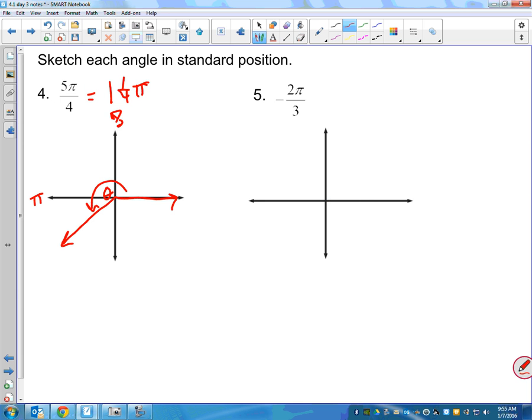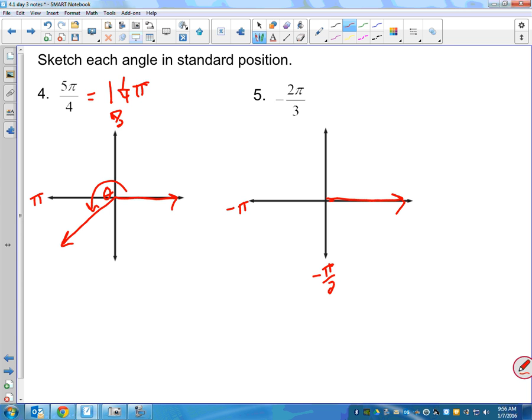So I'm going to draw my initial ray. Negative means I'm going in this direction. So think about if we're going negative now, right? So this is going to be negative pi halves. This would be negative pi, right? I would just relabel going in a negative direction. So 2 pi thirds, is that going to be more than pi or less than pi?